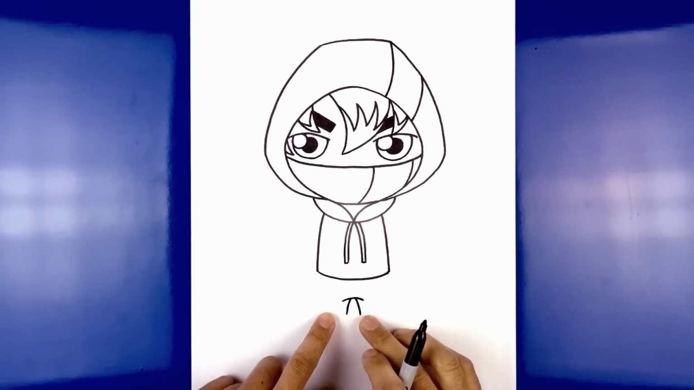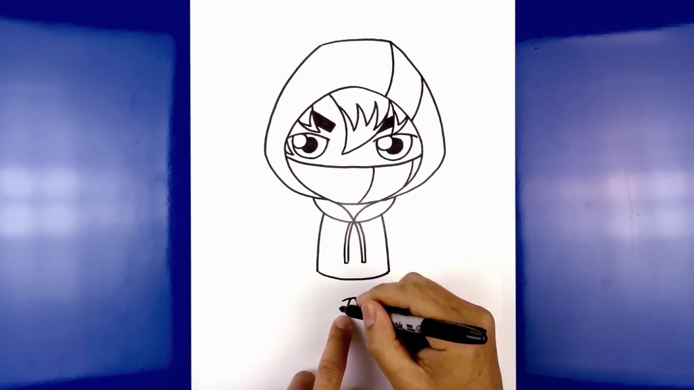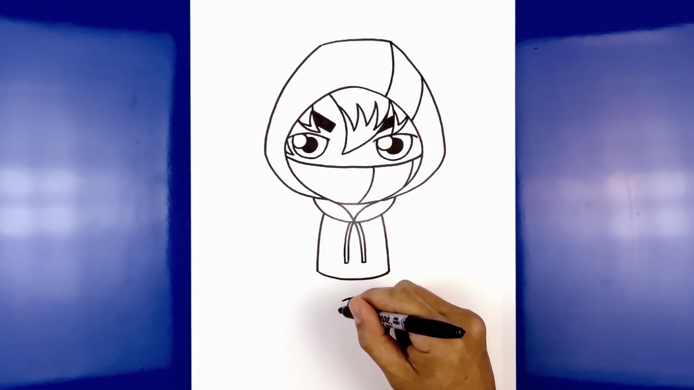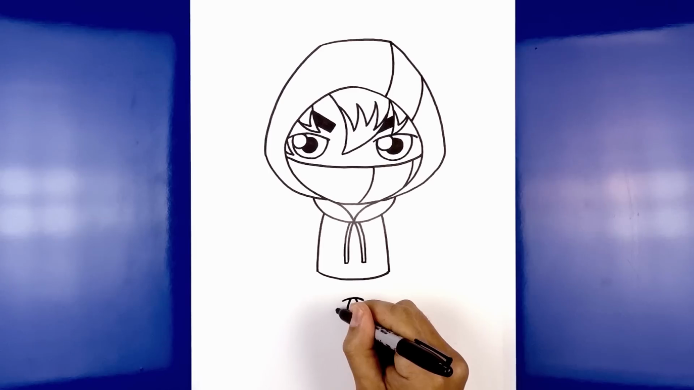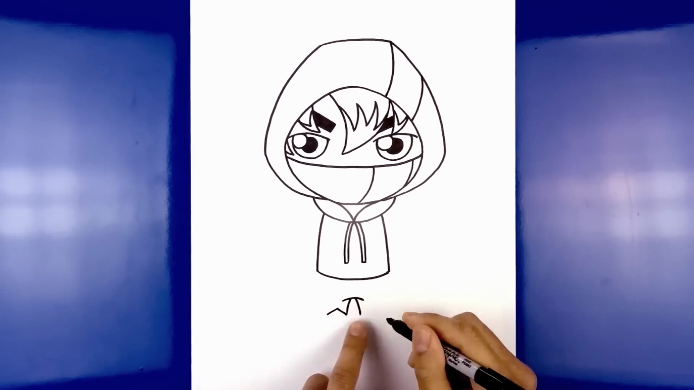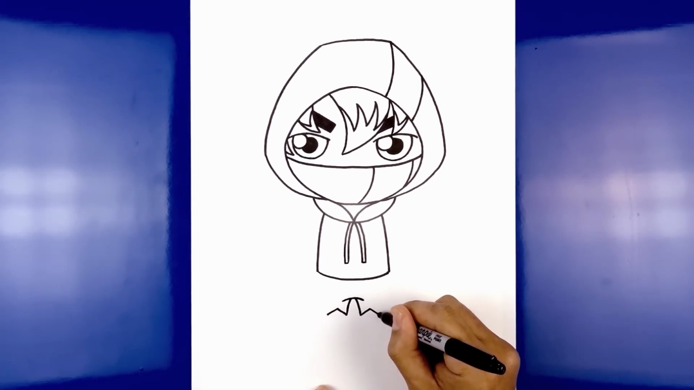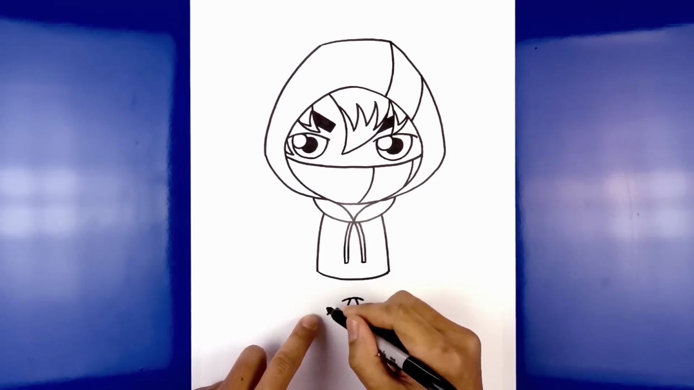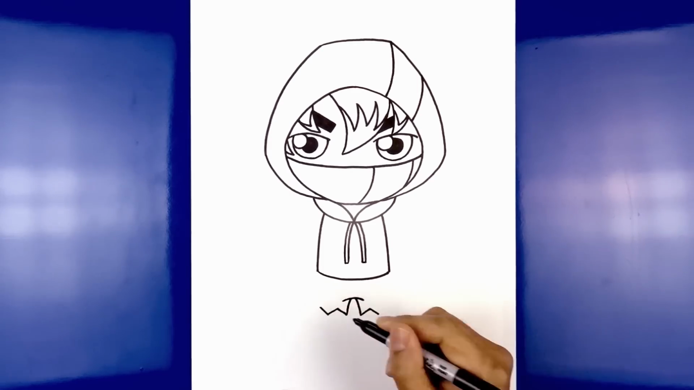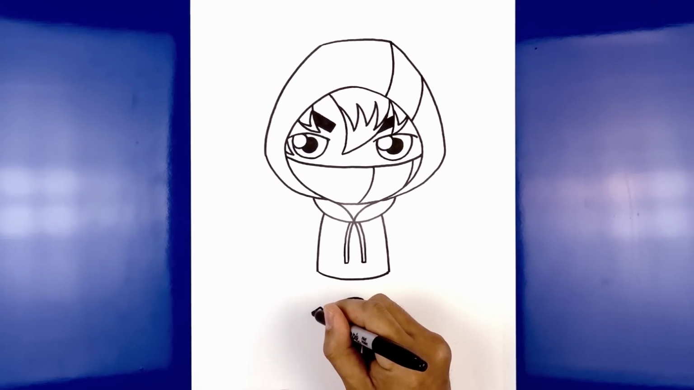Now we're going to add that torn edge of the shorts going out. Starting from the left side, we're going to go up and out. Then we'll come down and out. Let's do the same thing on the right. Going up and then down. Now back on the left side, we're going to draw that one more time. Going up and then down.